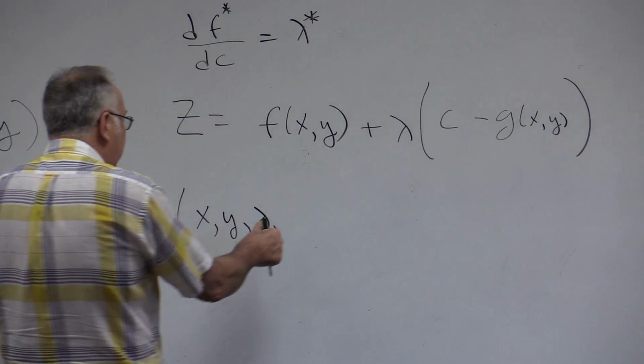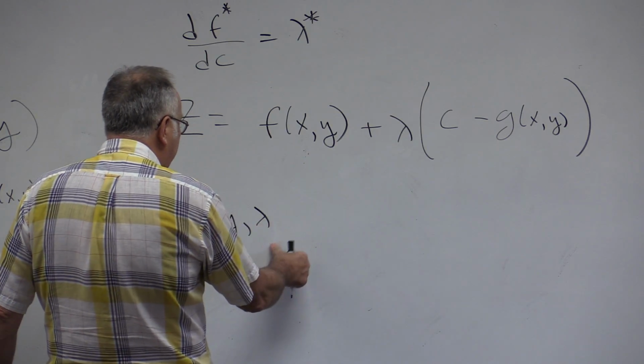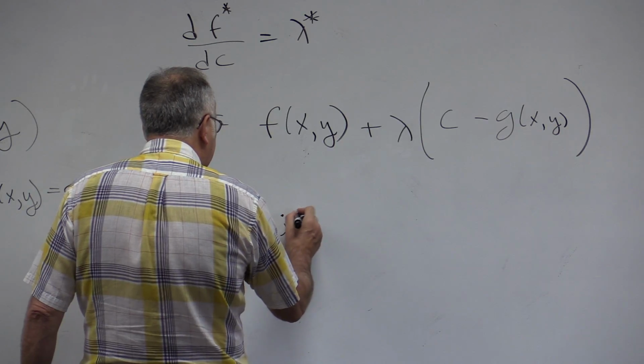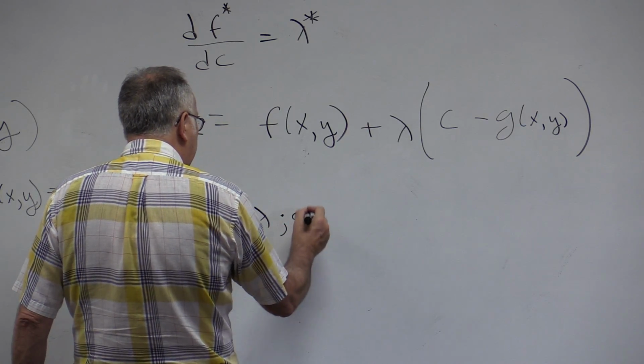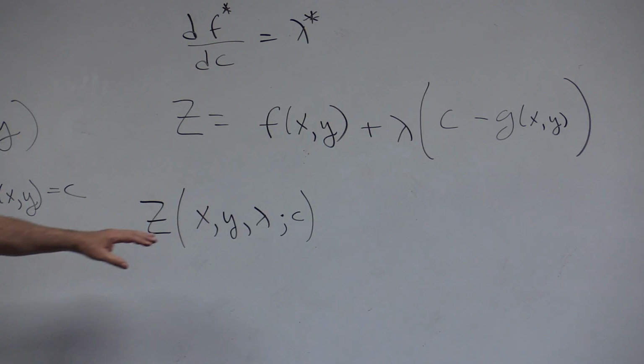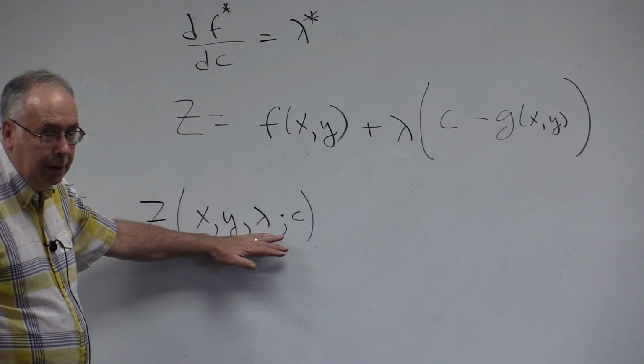So let's do this. X, y, and lambda, we understand, are the variables. But let's write a semicolon there and put C next. So let's consider the possibility that C might change. Okay? So really, you can kind of think of C as being a variable too now, if we're allowing its value to change. But we're optimizing on X, Y, and lambda. Okay.